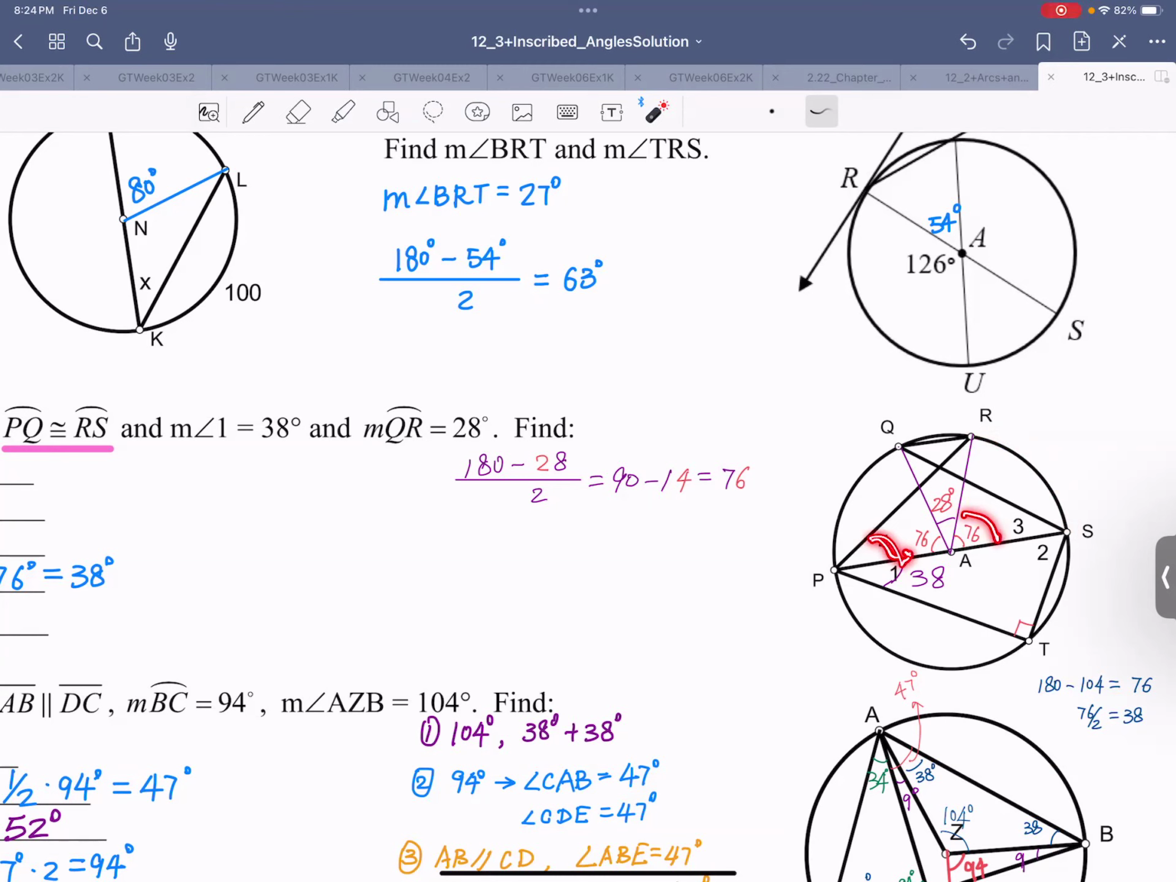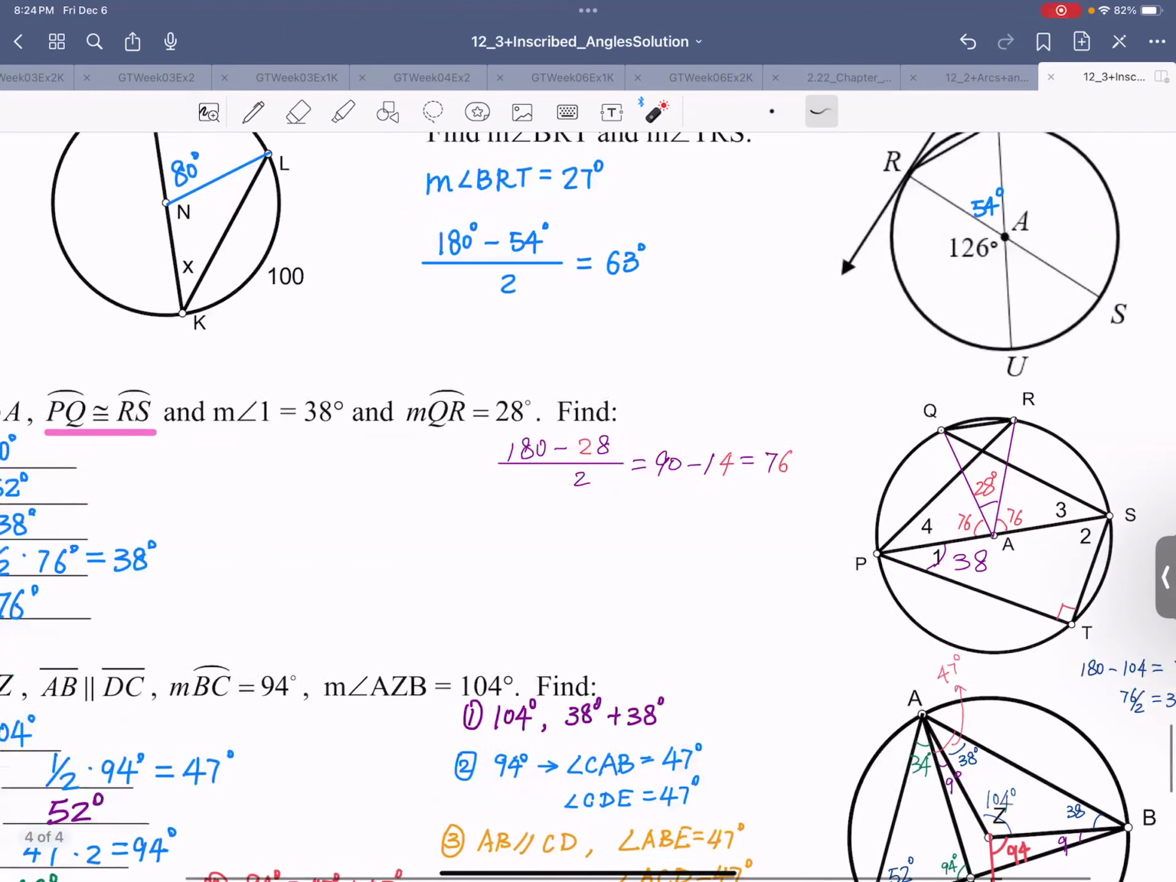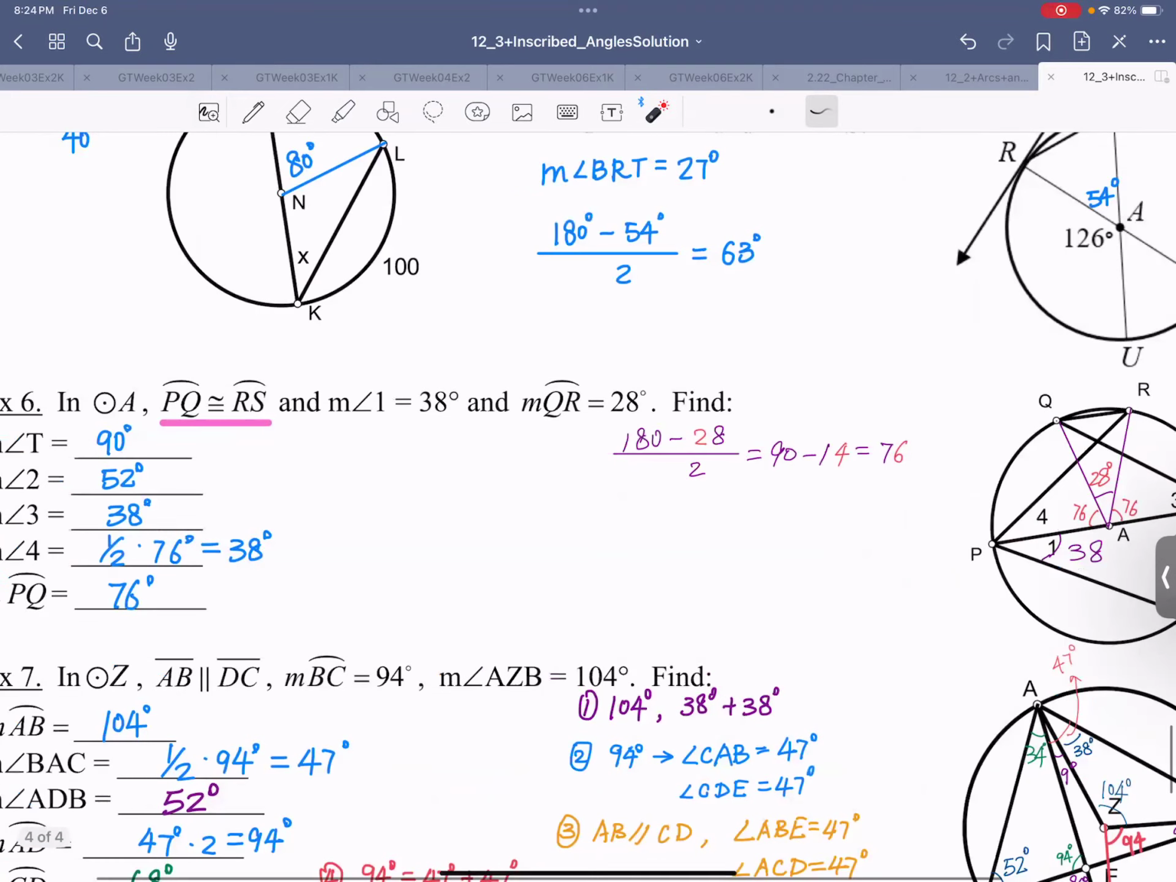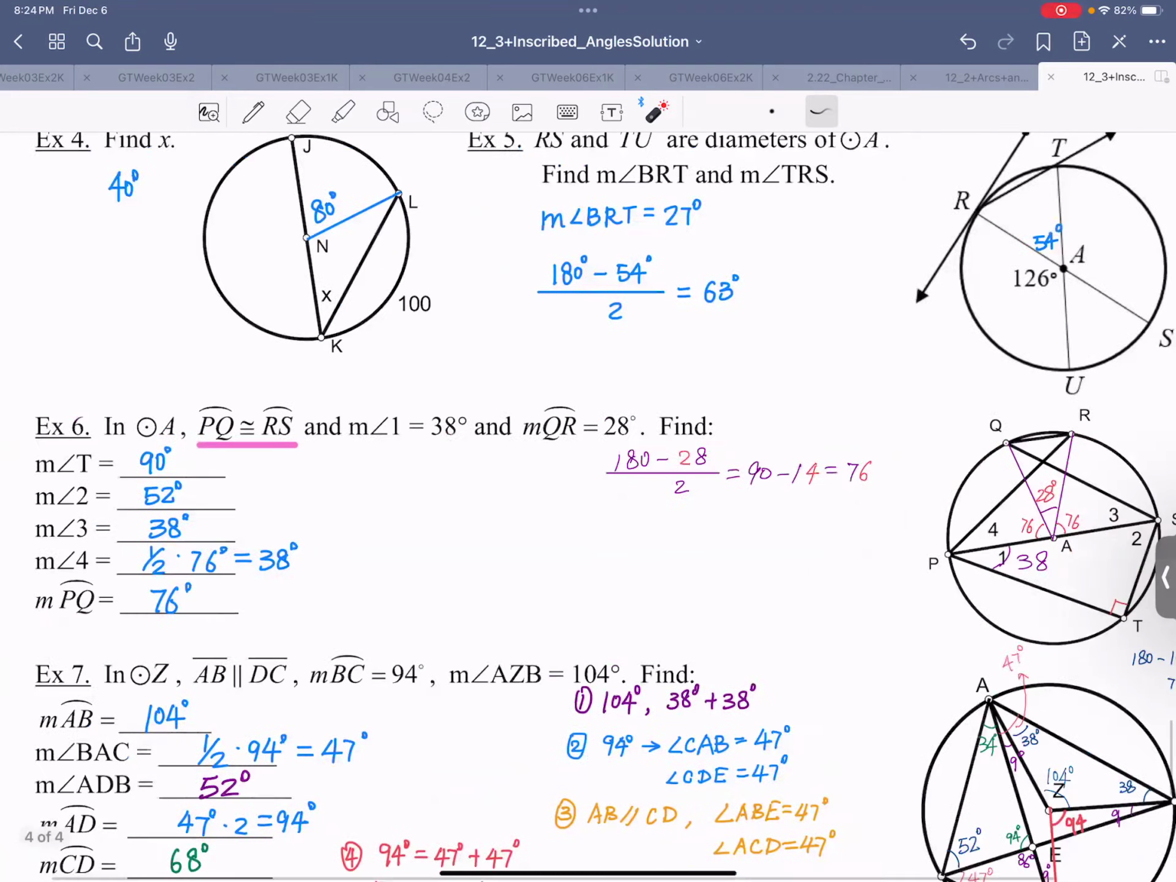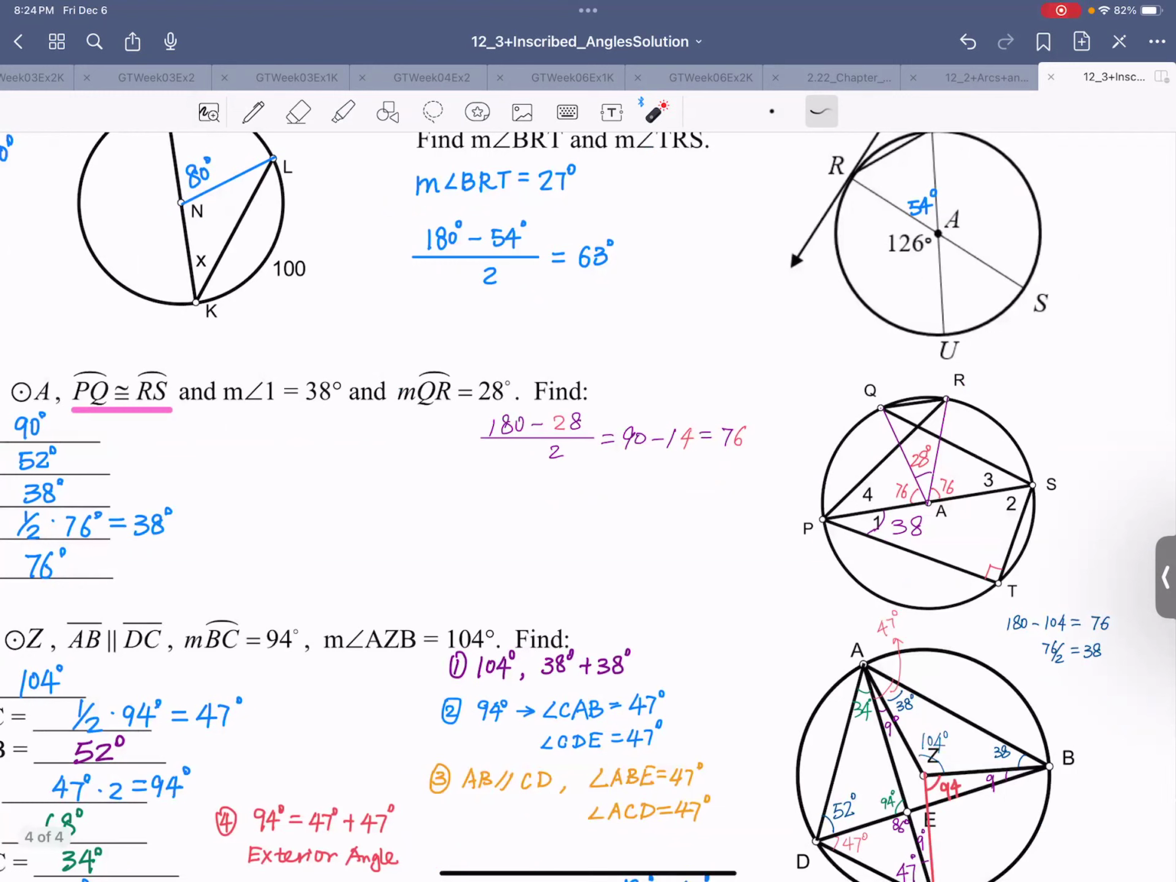Yes. And same thing for here. That guy is half of this. They correspond to the same arc QP, right? Yes. So this will be half of it, which is 38. And then we finish angle 3, angle 4. Last one will be arc PQ. Arc PQ. PQ we already solved, which is 76. That's it.